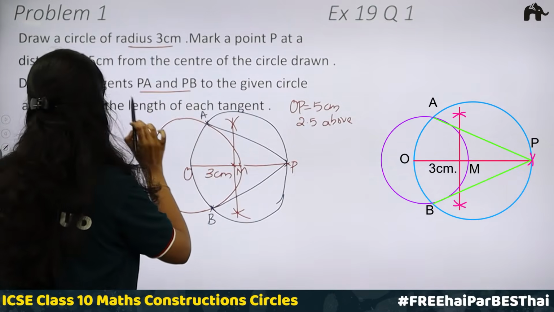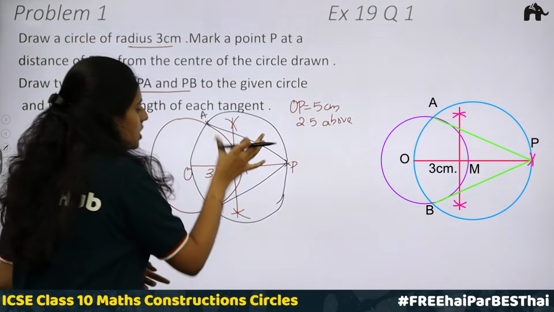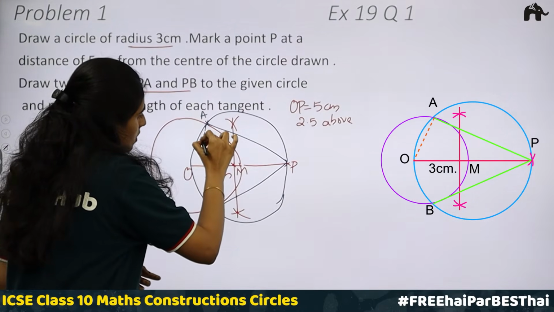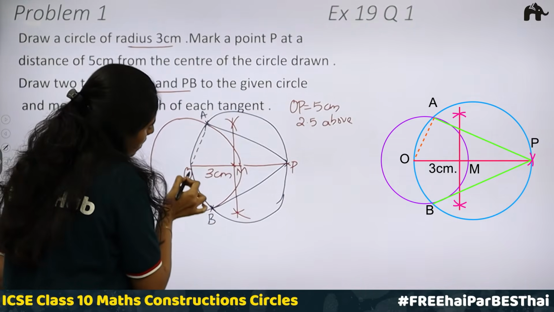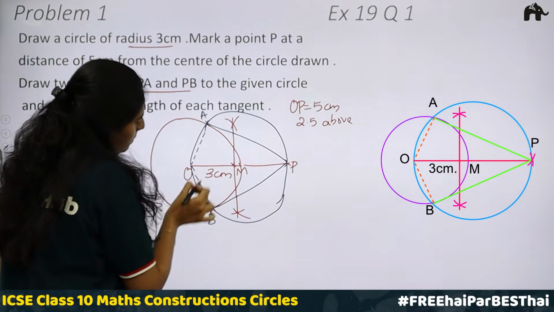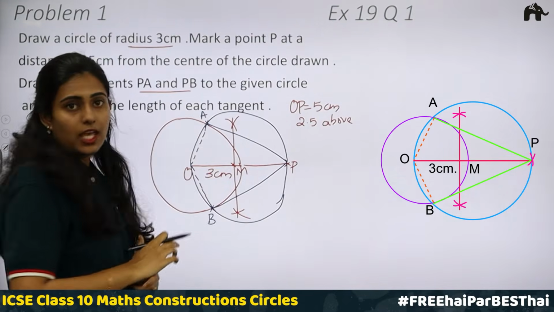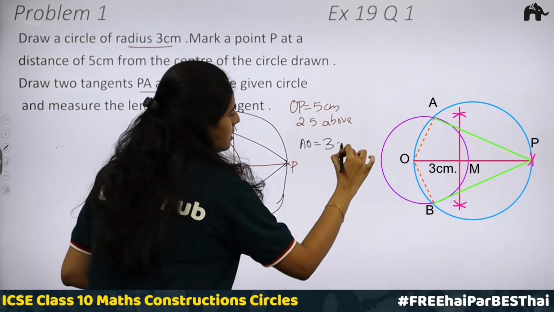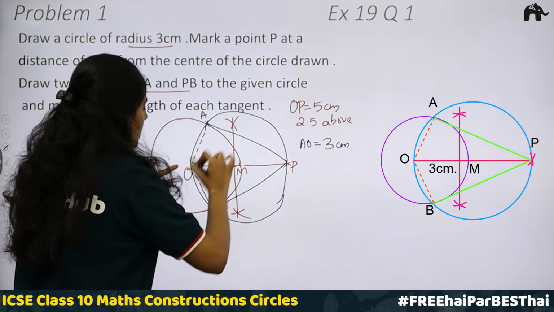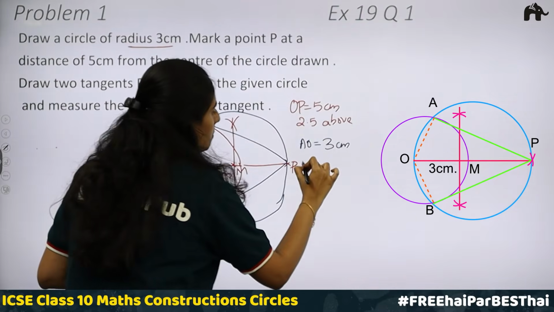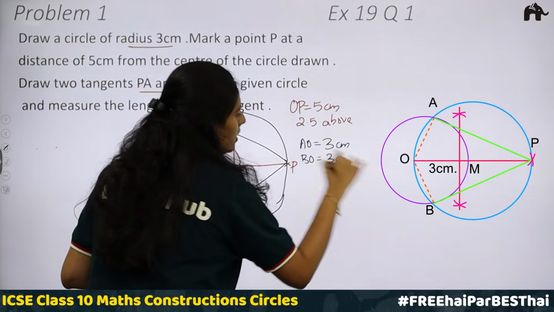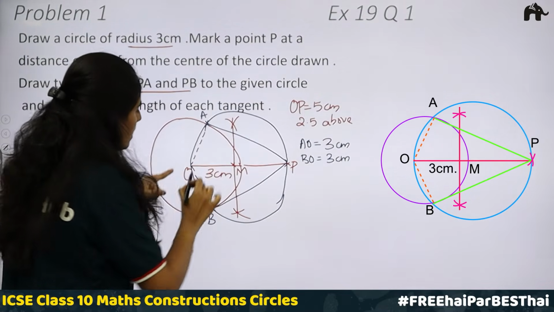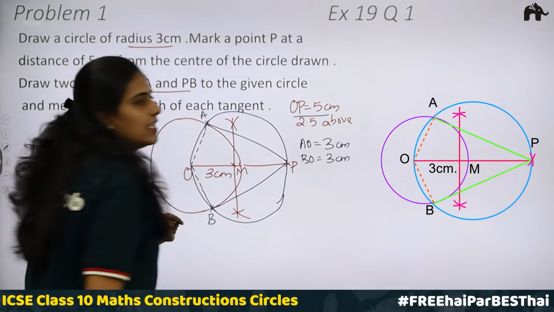Now, what else? We have to find the length of each tangent. We have to measure the length of each tangent. Let's see. I'm going to join AO and OB. What is the measure of AO? AO will be equal to 3 centimeter. What is the reason? AO is the radius of the circle. Similarly, BO will also be equal to 3 centimeters. Now, what is OP? OP is 5 centimeter.